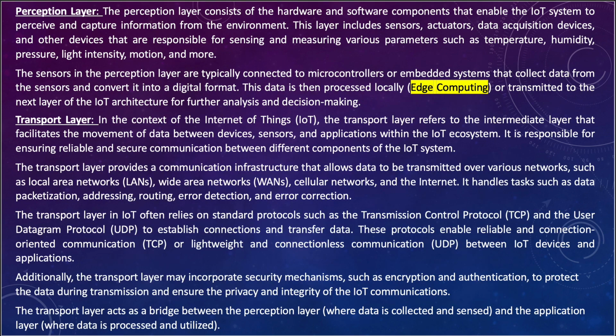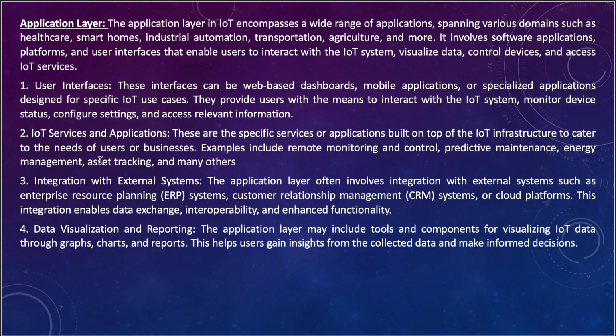In the transport layer, we mostly look at the networking which holds everything together, and in the perception layer, we look at the IoT devices themselves. So I think the application layer is easier to understand because it is something we normally interact with on a daily basis.